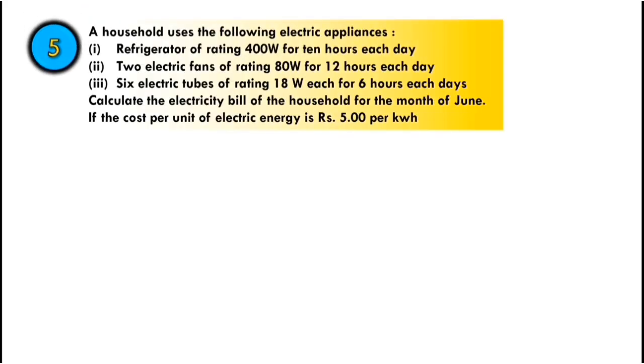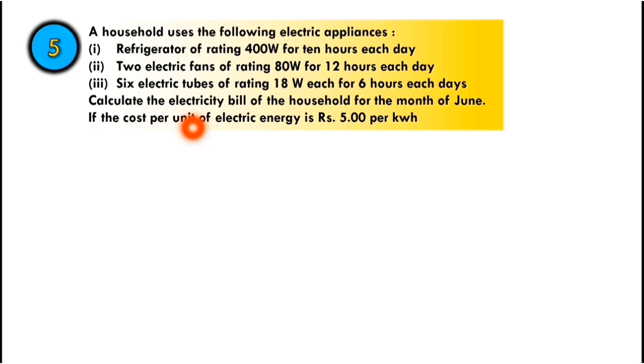A household uses the following electric appliances. Refrigerator of rating 400 watt for 10 hours each day. 2 electric fans of rating 80 watt for 12 hours each day. 6 electric tubes of rating 8 watt for 6 hours each day. Okay, now calculate the electricity bill of the household for the month of June. If the cost per unit of electric energy is rupees 5 per kilowatt hour.